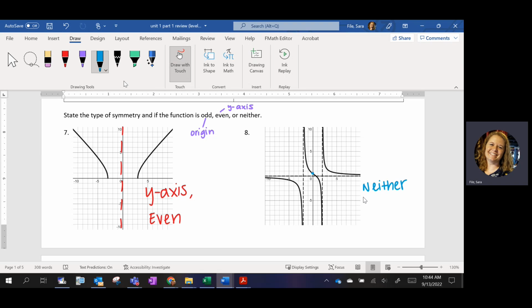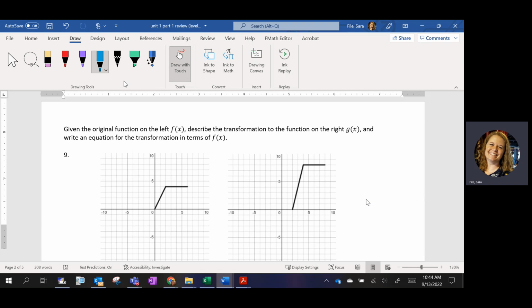Okay. Now, transformations. Okay, these 3 are asking you to write this function of g of x in terms of f of x. So it says you start with the f of x on the left is the original function. Okay, it's been transformed into g of x, and they want us to write the equation in terms of f of x. Okay, so this is not some parent function that we know. This isn't like linear, quadratic, or absolute value.